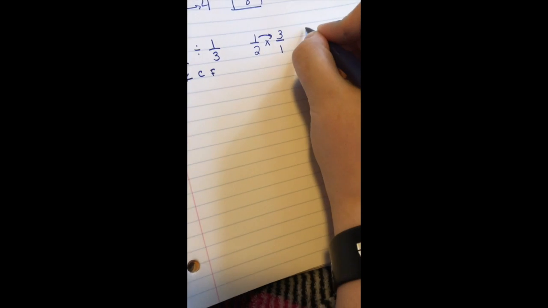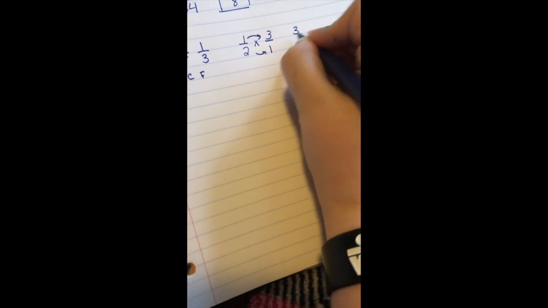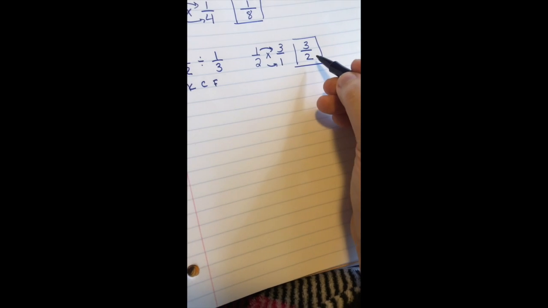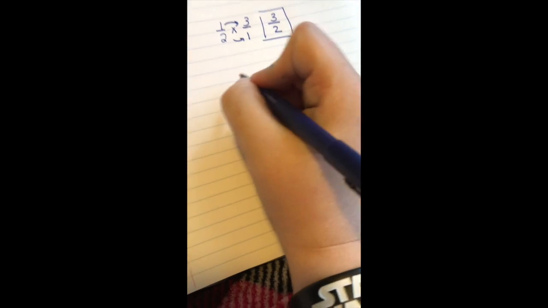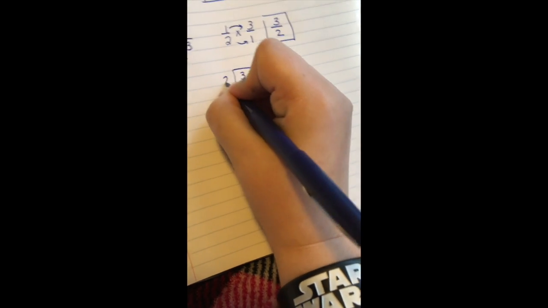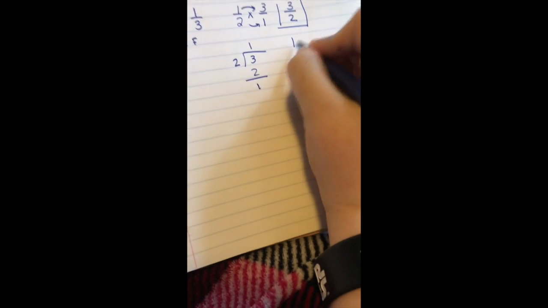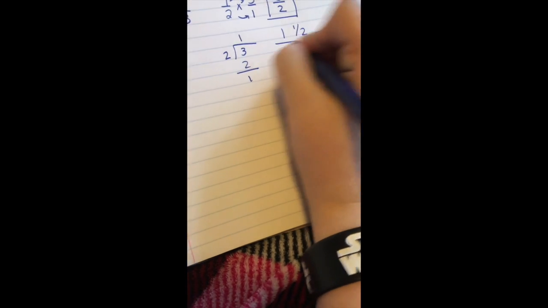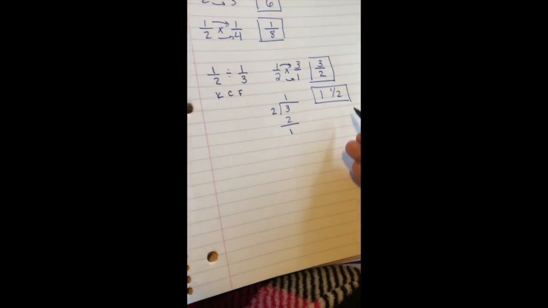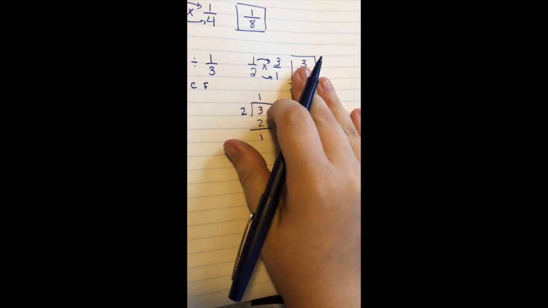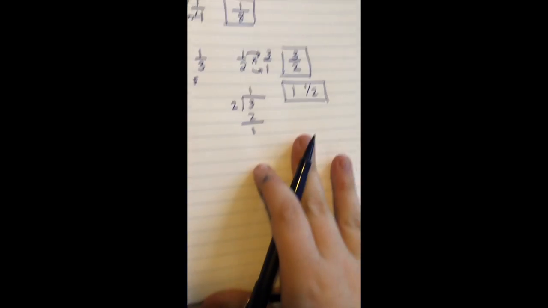So 1 times 3 is 3, and 2 times 1 is 2, and this gives us an improper fraction. So if we would like, we could go ahead and divide in order to find that this is 1 and 1/2. It depends on exactly what is being asked, if it is asking for a simplified fraction or if it is just asking for a normal given answer.